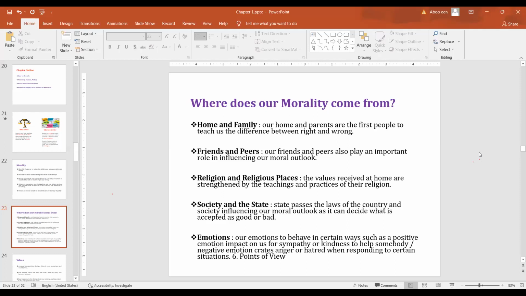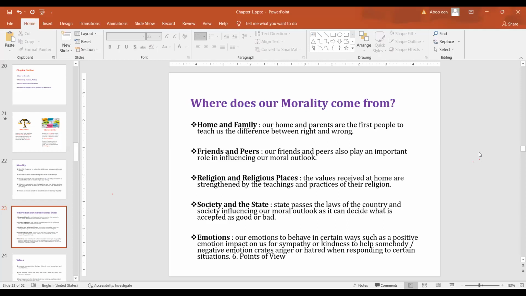Friends and peers, our friends and colleagues, also play an important role in influencing our moral outlook. For example, good friends guide us toward good things. If we have a bad relationship with bad friends, they may misguide us toward bad things, for example, bad habits. So friends and peers are also one source from which morality comes.